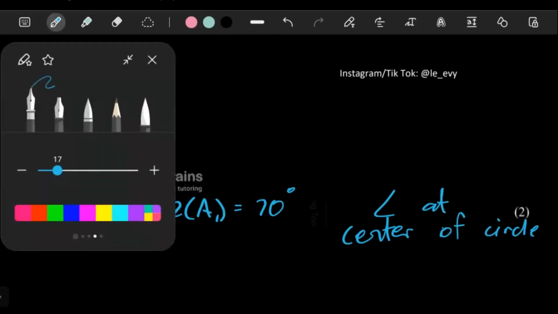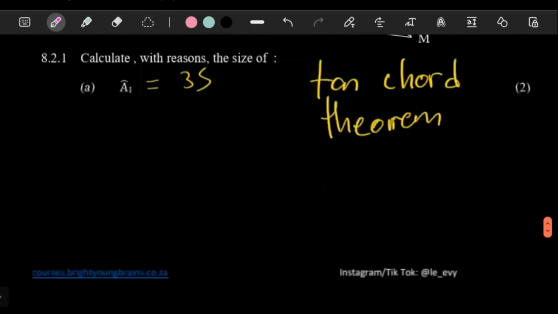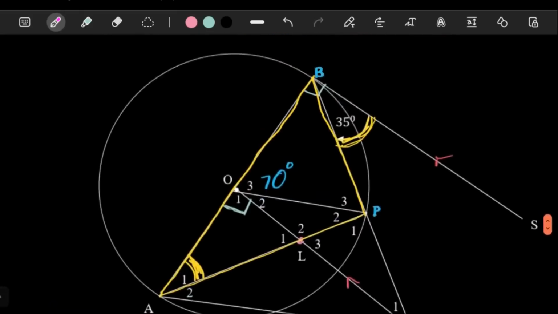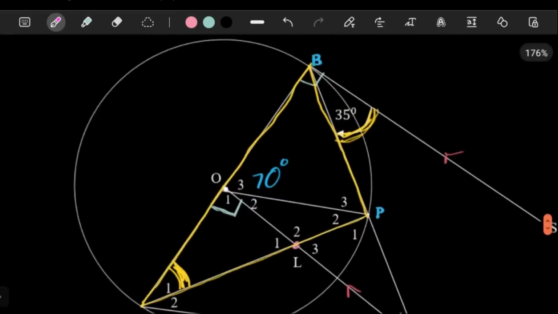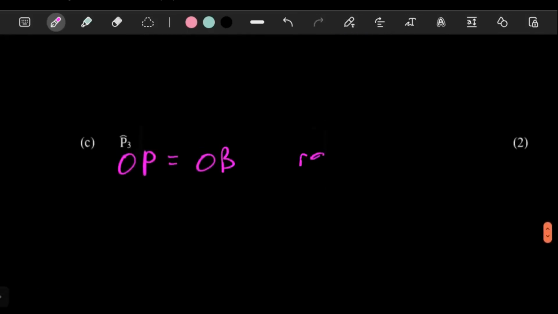So, all that being said, we can move on nicely because it wants us to get P3. Any shape that has actual dimensions given should always be easy. P3 is also going to be easy because here you're working with radii, I mean, lines that are equal to each other. So if this is 70, this is going to be 180 minus 70 divided by 2 because they are equal to each other. Angles opposite equal sides. But let's tell them that OP is equal to OB. The reason is radii.